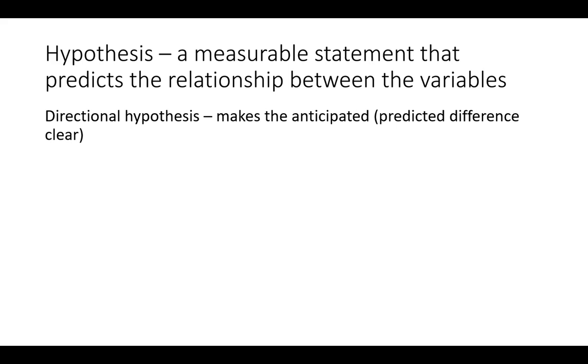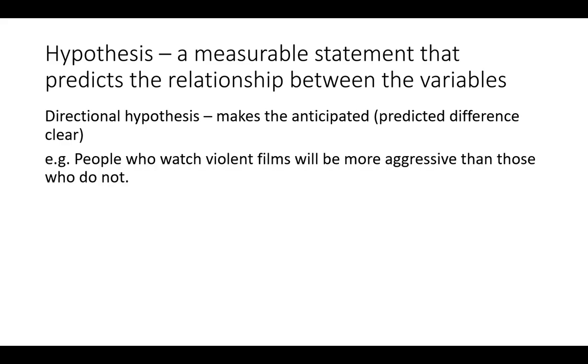There's a directional hypothesis, and this is where you make the anticipated, the predicted difference clear. So, for example, people who watch violent films will be more aggressive than those who do not. That is where you are making it clear what you expect to happen. It is in the direction that you expect. So you are putting a direction to your hypothesis. You are predicting that it is going to go one way rather than another.